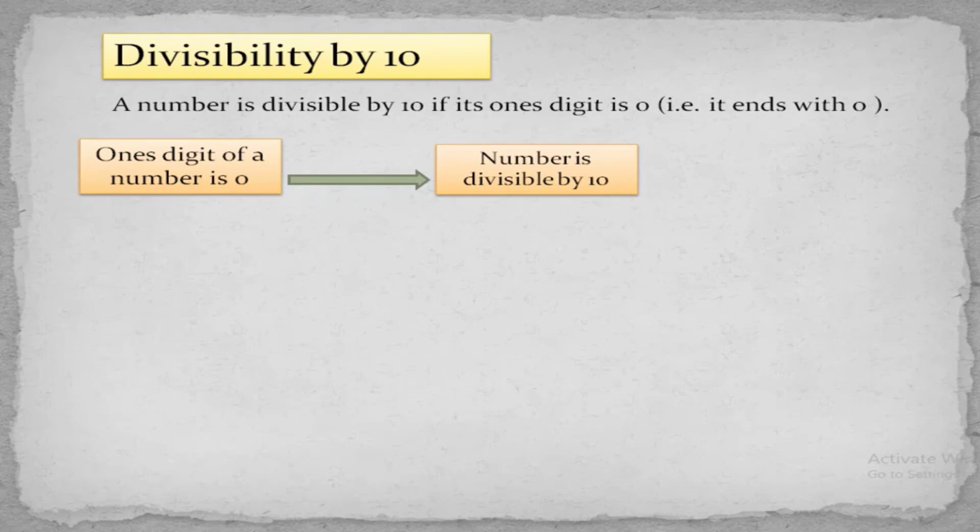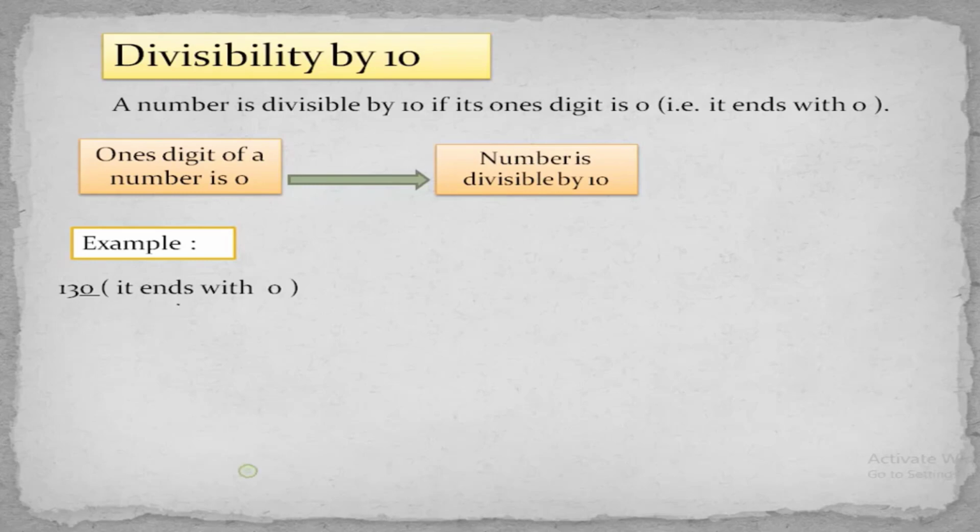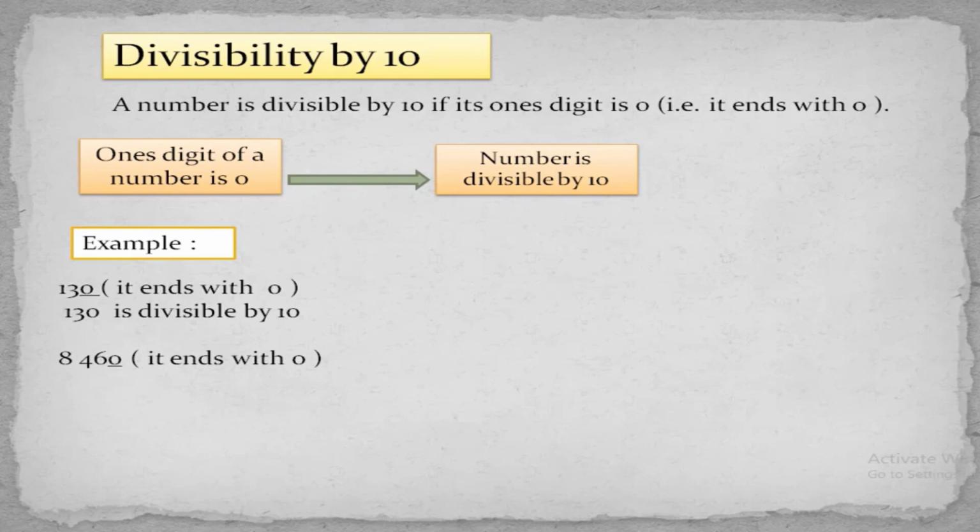The number 130, if we look at its ones digit, it is 0, so it ends with 0, then this number is divisible by 10. 130 is divisible by 10. Another example, 8460. This number ends with 0, its ones digit is 0, so it will be divisible by 10. The number 8460 is divisible by 10.